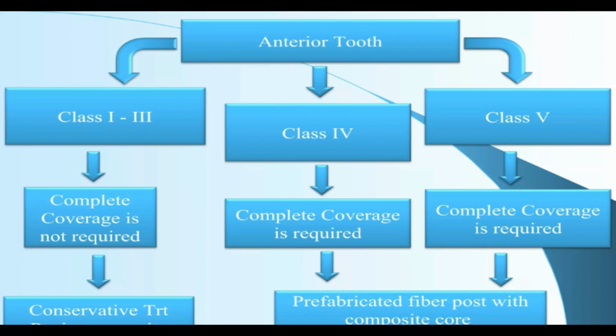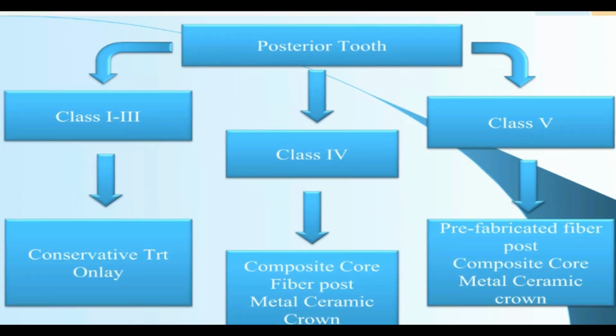Anterior tooth, class 1 to 3: complete coverage is not required. Conservative treatment, resin composite, is sufficient. If we come to class 4, complete coverage is required: prefabricated fiber post with a composite core fill and ceramic crown. Class 5, complete coverage is required. Again, prefabricated fiber post with a composite core and full ceramic crown we have to give.